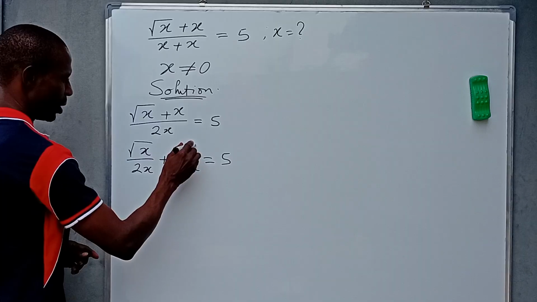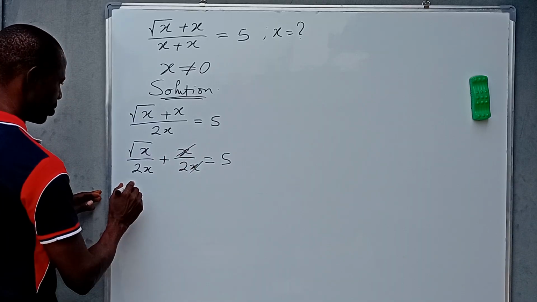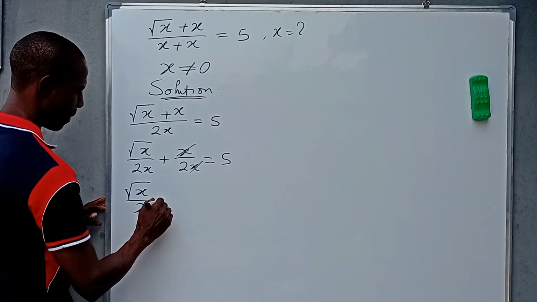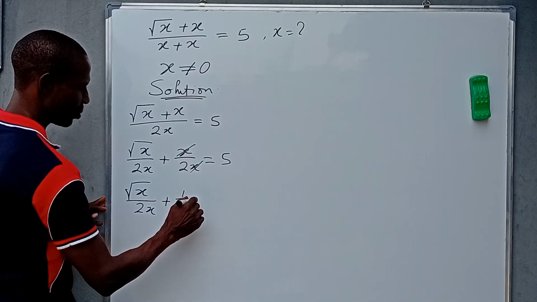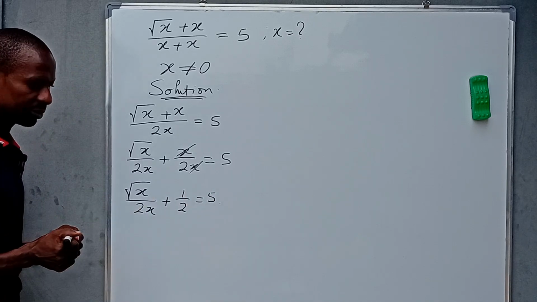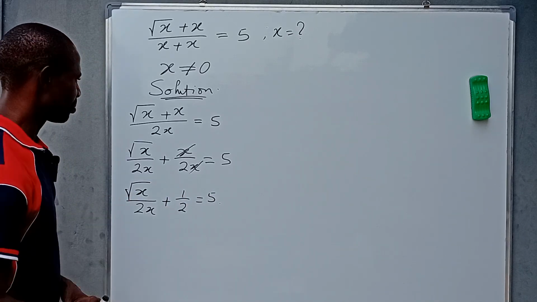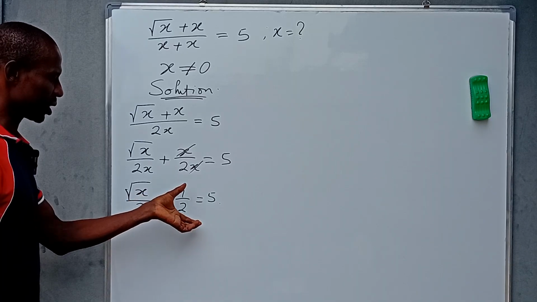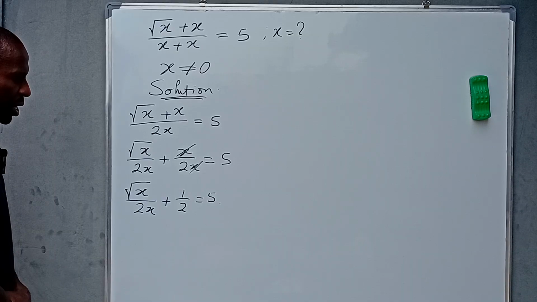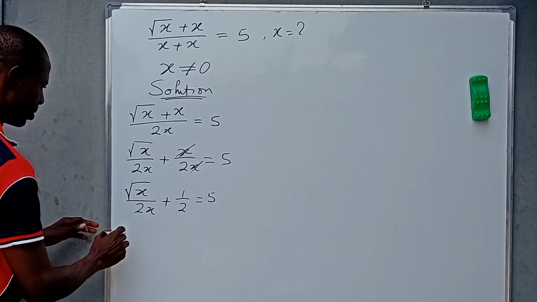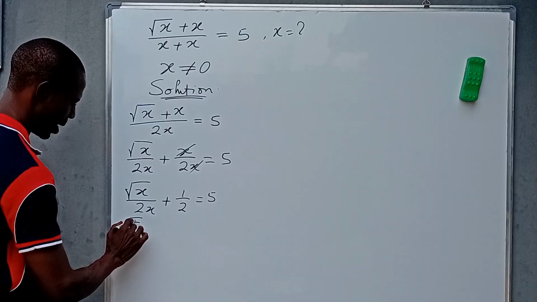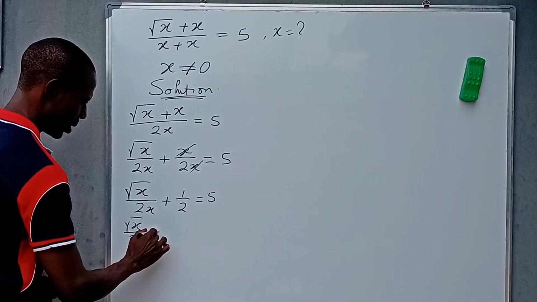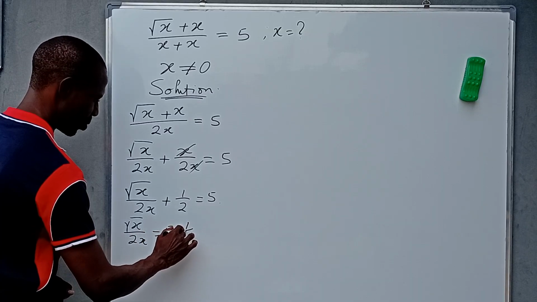Easy. Now, this will go with this. And so we end up with √x / 2x plus 1/2 equal to 5. Okay, good. Now, all we have to do is send this quantity to the other side of the expression. So if we move this to this side, we end up with √x / 2x equal to 5 minus 1/2.